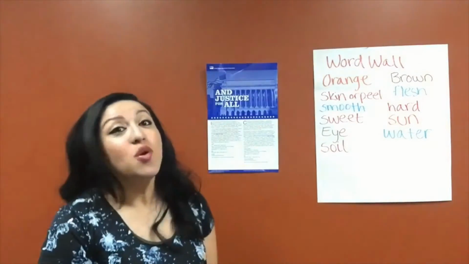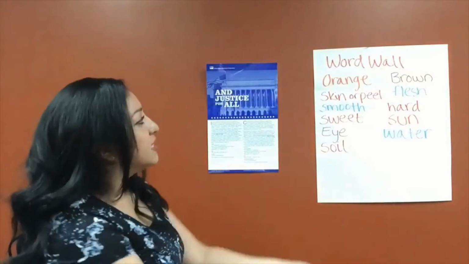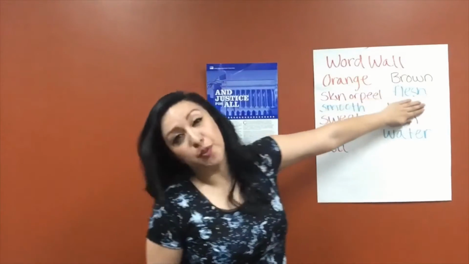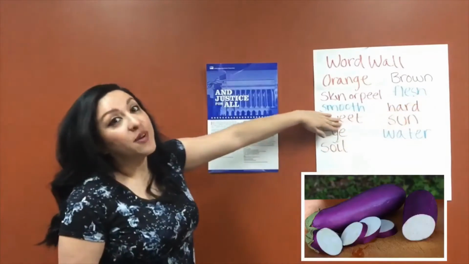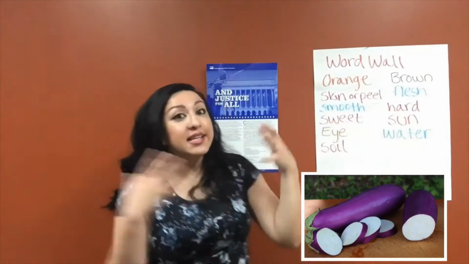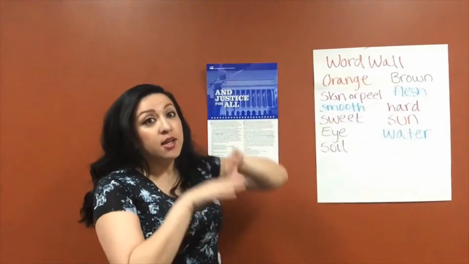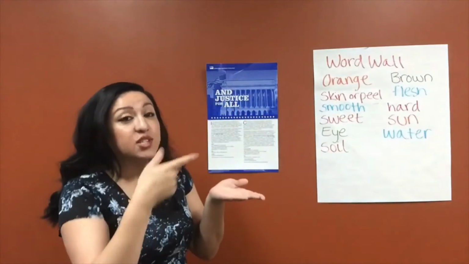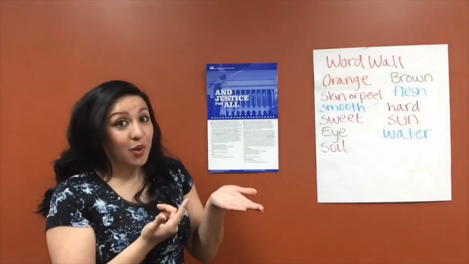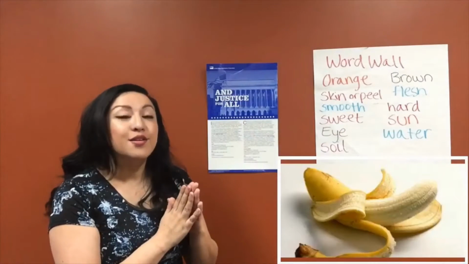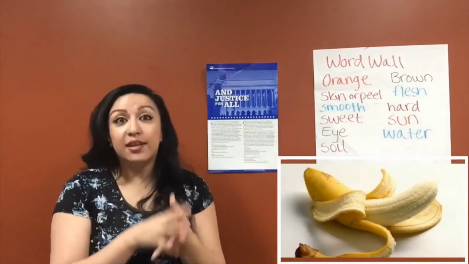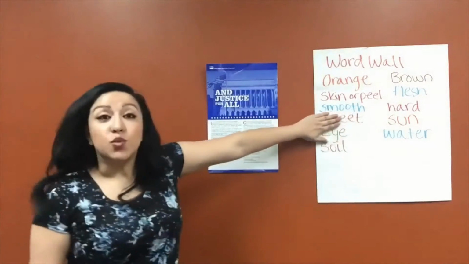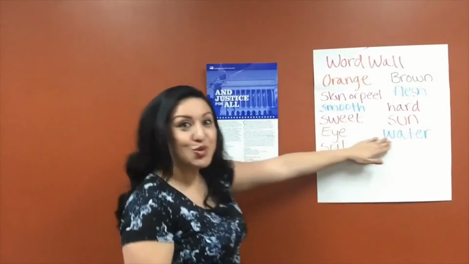So skin or peel. The next word we're going to talk about is flesh. I don't know if you guys remember this from the first week, but flesh was the part inside of the peel. So the peel in this picture is the purple part, and the flesh is the white part on the inside, right? Or in a banana, the flesh is the part that we eat of a banana, right? The white mushy part.